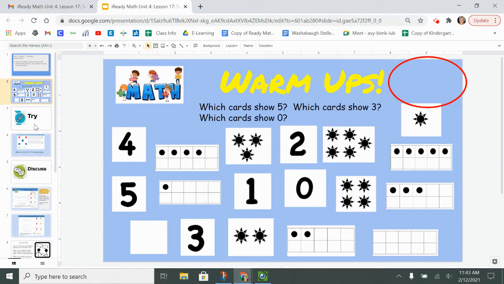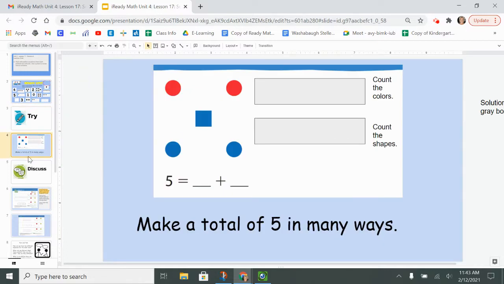We're able to look and see the numbers. All right, let's look here. So we have some different shapes and they're different colors. And the total that we see is 5. So our answer is 5 here. But we want to come up with the number pairs that make 5. So we're going to make 5 in 2 different ways.